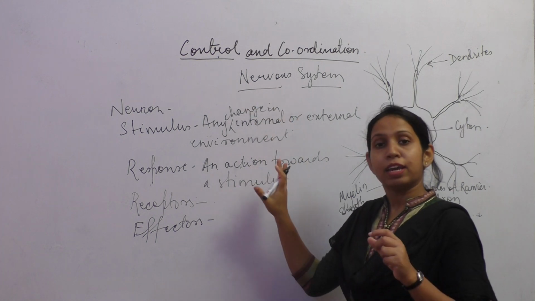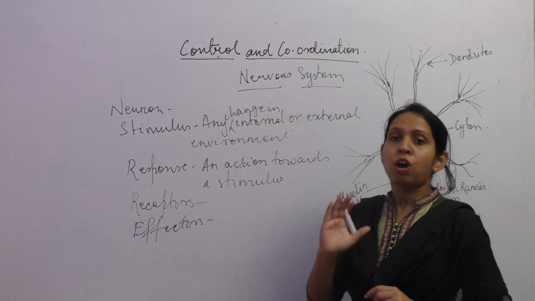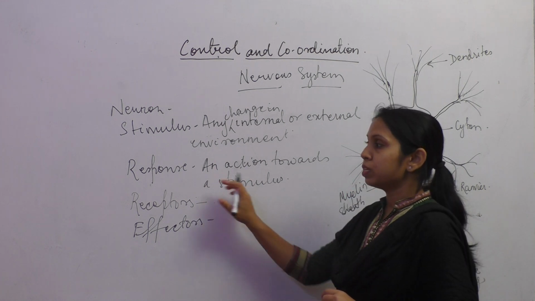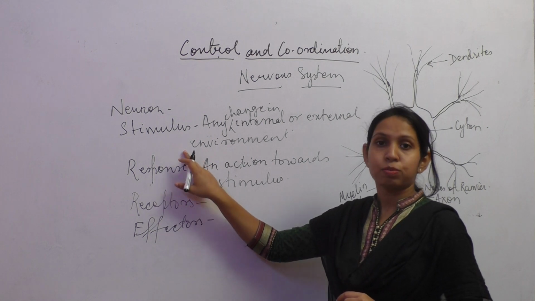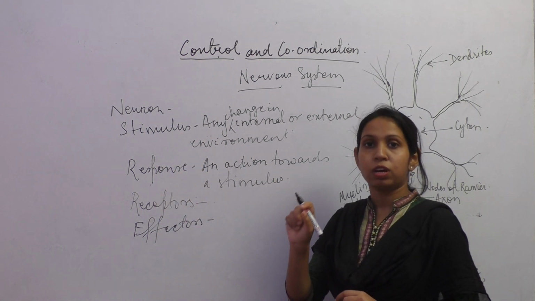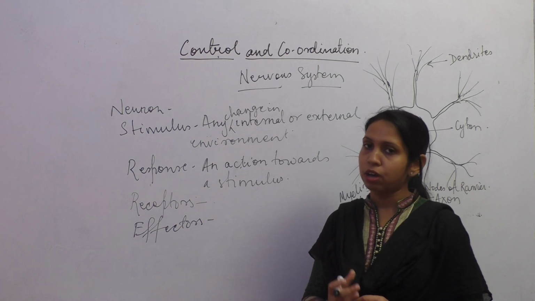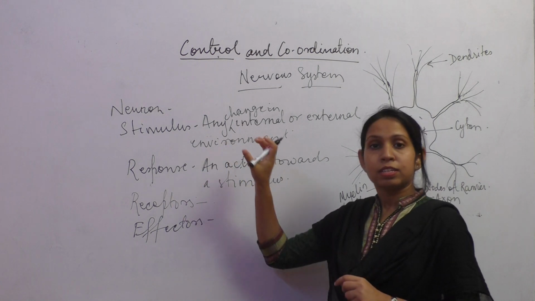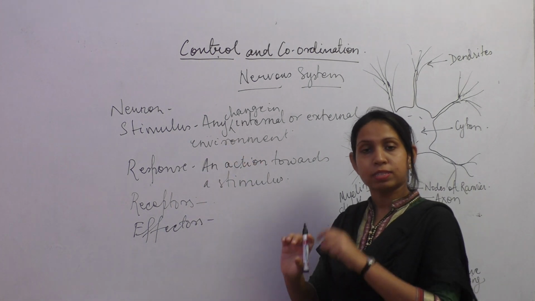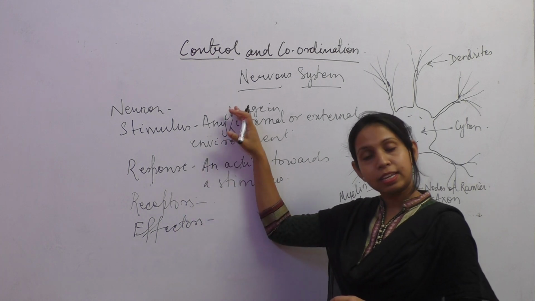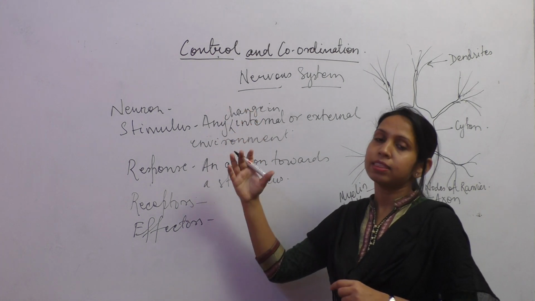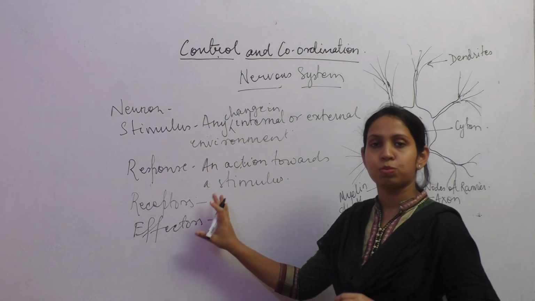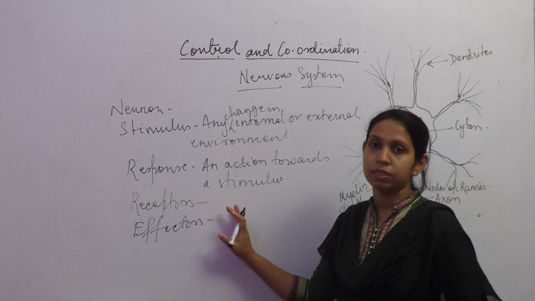Apart from that, it also enables an organism to show a particular response towards a particular stimulus. Like suppose when you touch a hot object, you instantly remove your hand. Why does it occur? Because you have receptors present on the skin which detect it. They send the message to the nervous system, and thereby you show a response to it. So these are a few terms which we will come across every now and then when we go through this chapter.